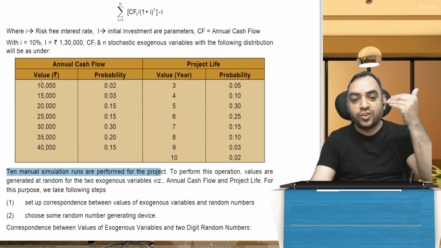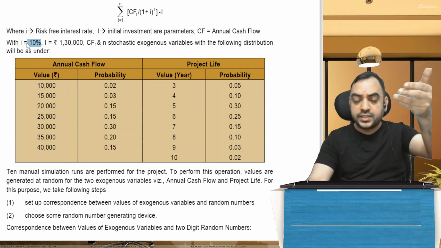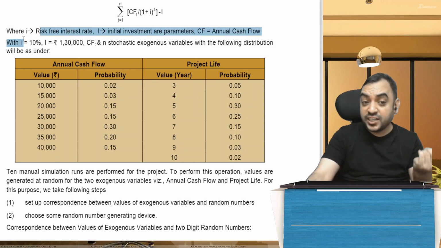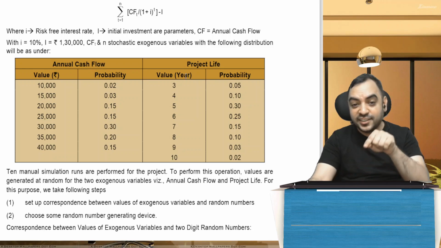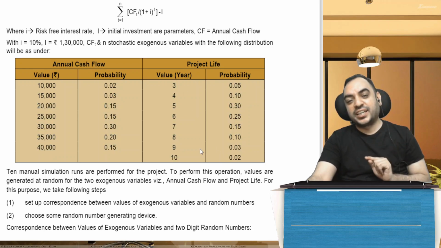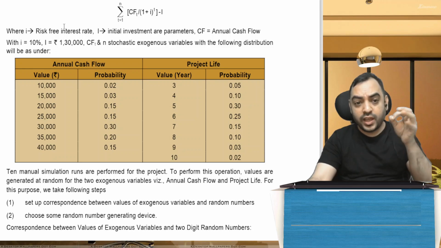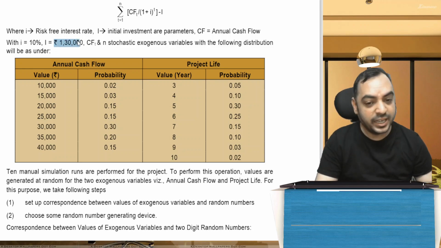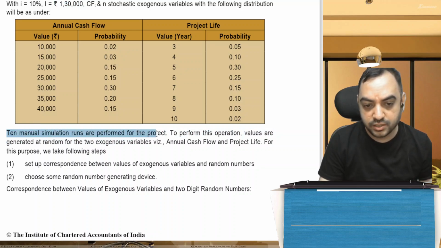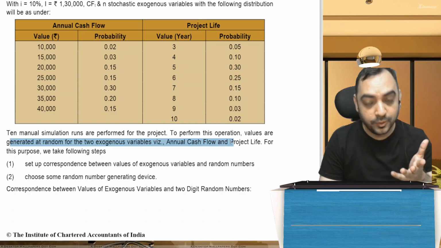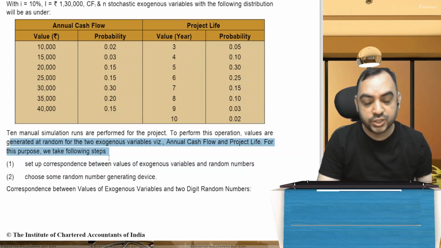So cash flow we know, the annual cash flow. Discounting factor 10%. Using that we can get the present value of inflows. To get the present value, the rate of interest is 10%, but the number of years is uncertain, for which we have the project life. So cash flow into annuity factor will give you the present value, minus investment is the NPV. So 10 manual simulations are performed for this project. To perform this operation, values are generated at random for the two exogenous variables, annual cash flow and project life. For this purpose, we do the following steps.